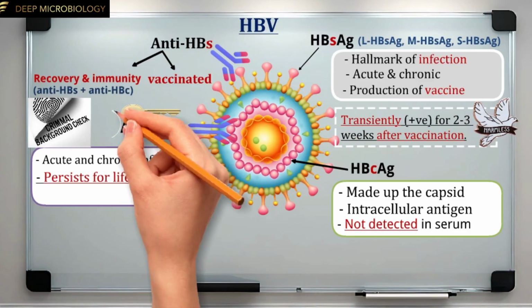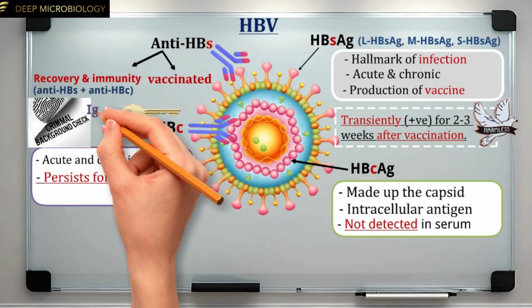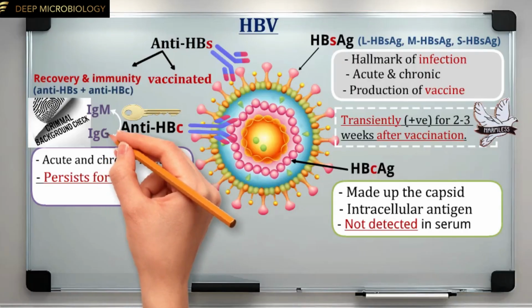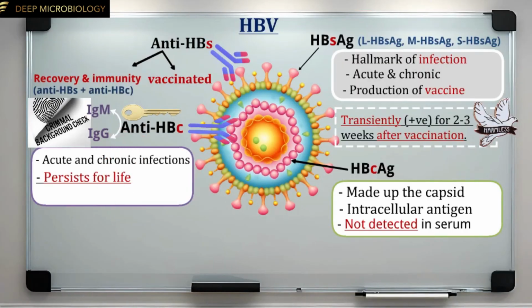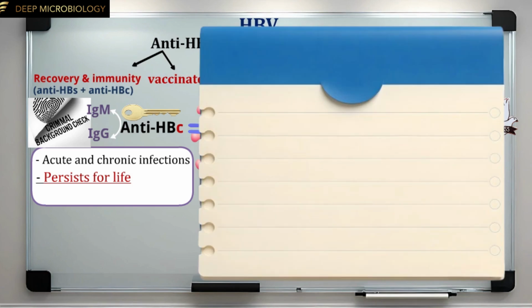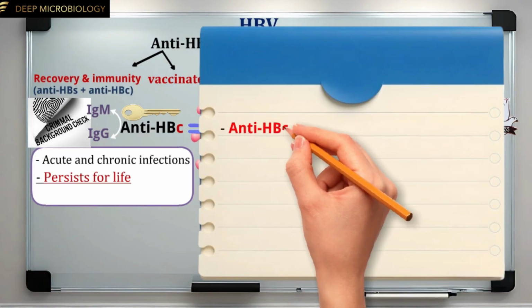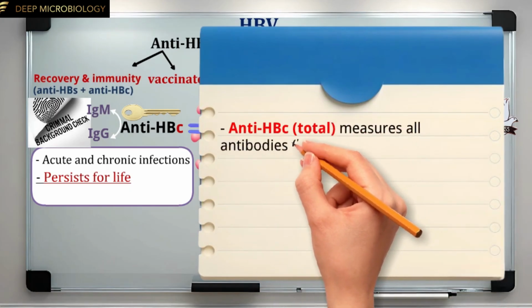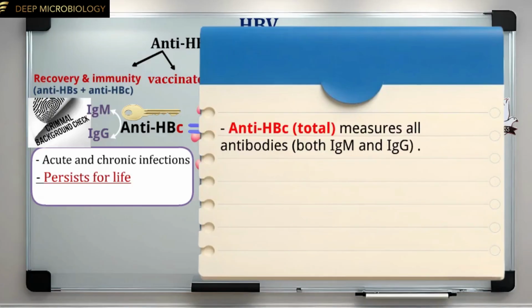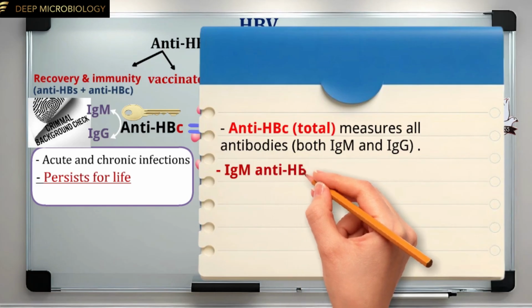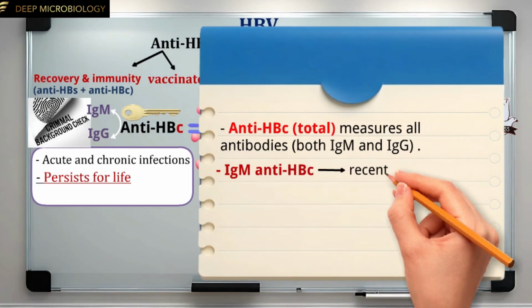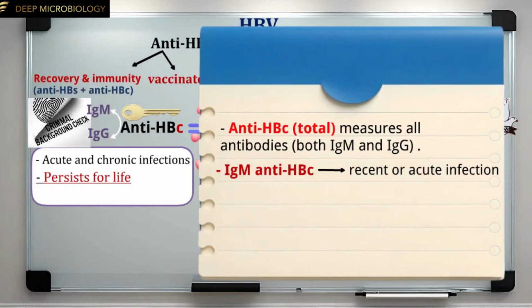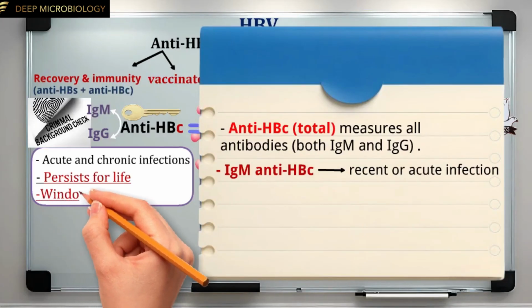Core antibody exists in two classes, IgM and IgG. IgM appears during the acute phase of hepatitis B infection and usually disappears within about 6 months, while IgG persists and indicates chronic or past infection. In routine lab tests, they don't usually test IgG anti-HBc separately. Instead, they measure total anti-core antibody, which includes both IgM and IgG, and reflects any past or present exposure to hepatitis B virus, while testing IgM alone specifically signifies a recent or acute infection. Also, core antibody is the only serological marker that can be detected during the hepatitis B window period.